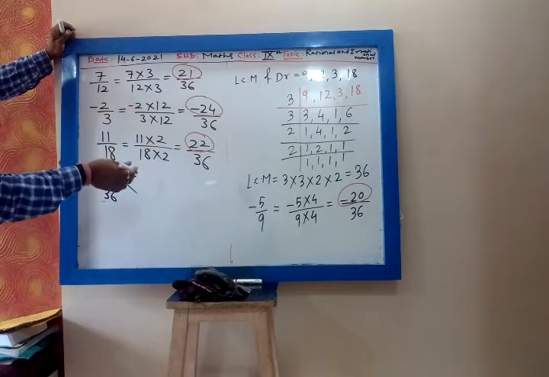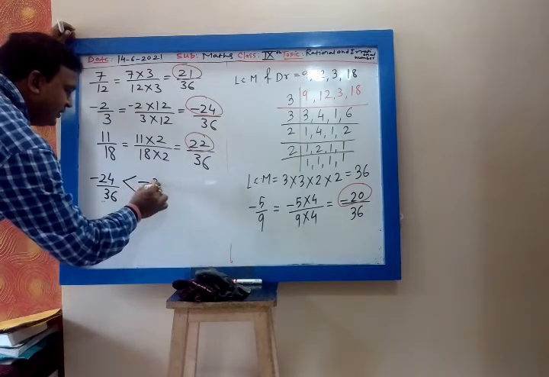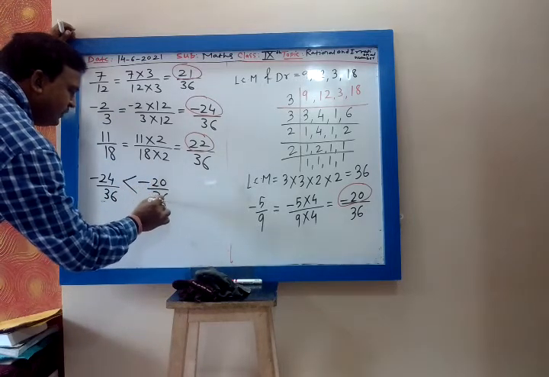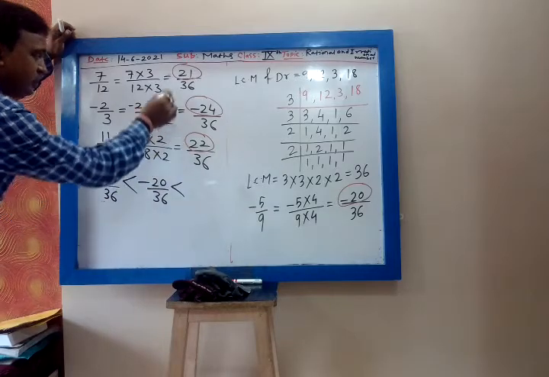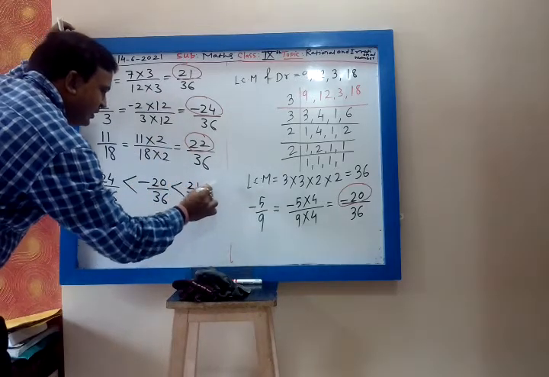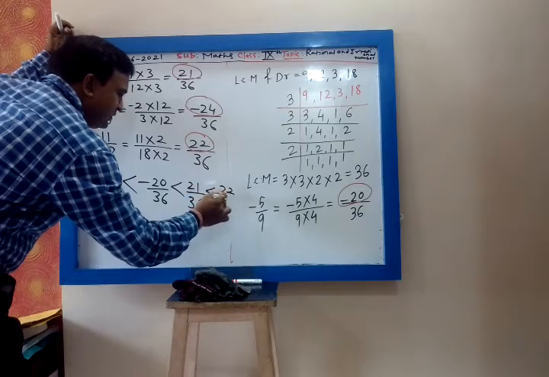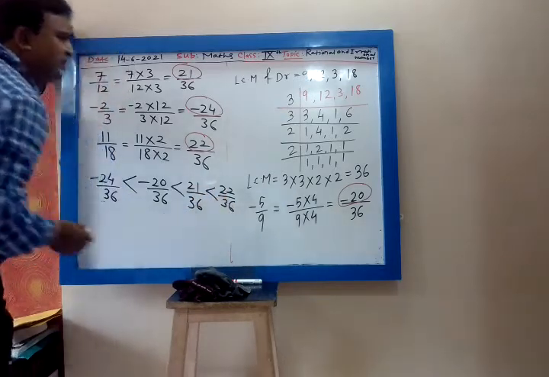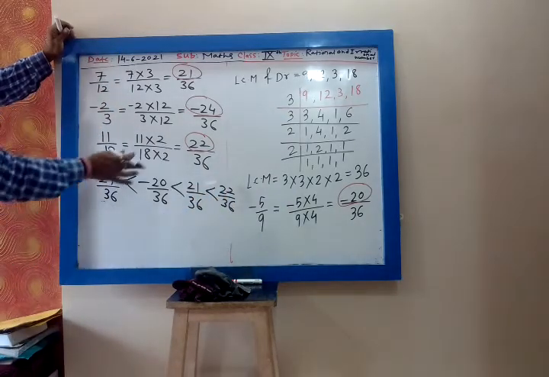That will be smaller than minus 20 upon 36. That will be smaller than 21 upon 36. That will be smaller than 22 upon 36. Because we have to arrange them in the ascending order, meaning smaller to bigger.